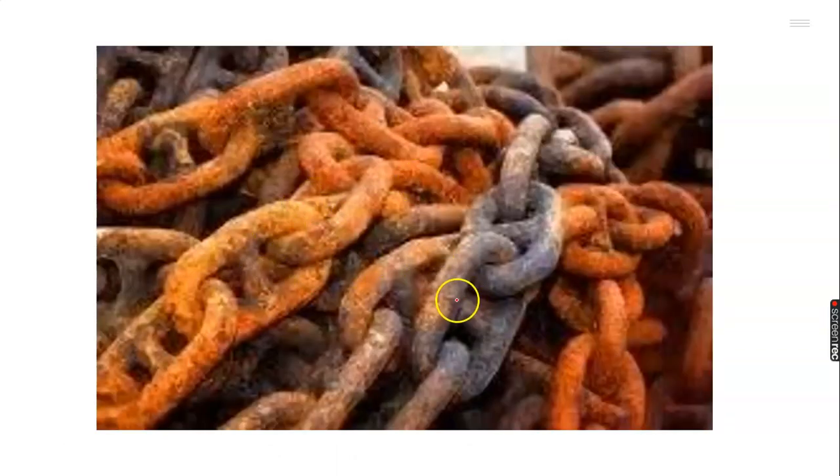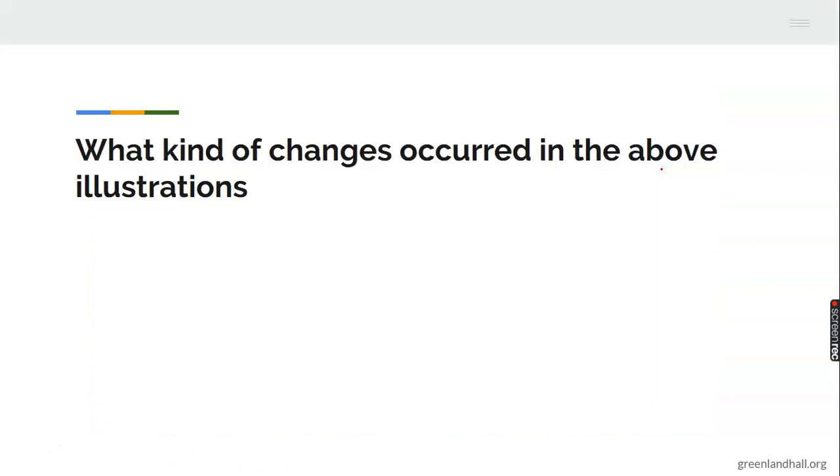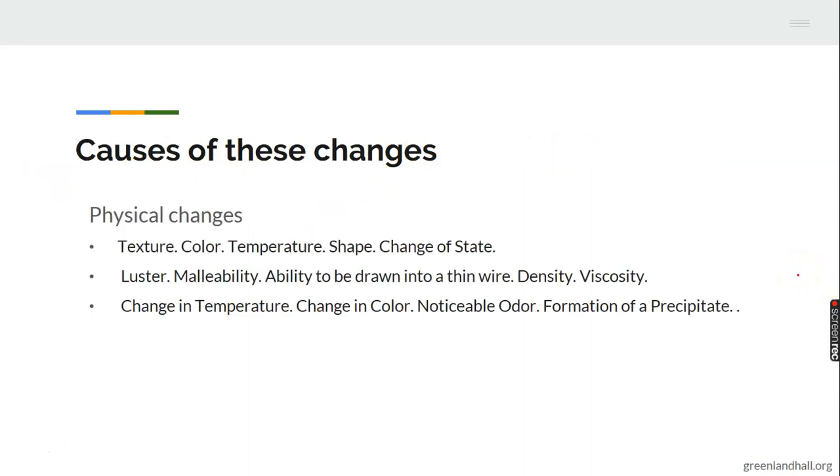Then here you have some kind of metal or iron changing color to a brownish color, which is called rusting. So what kind of change do you think happened there? What kind of changes occurred in the above illustration? You have to tell me. It's a class activity for you to know much about the topic. So the causes of these changes: what can cause physical changes? You have them here.